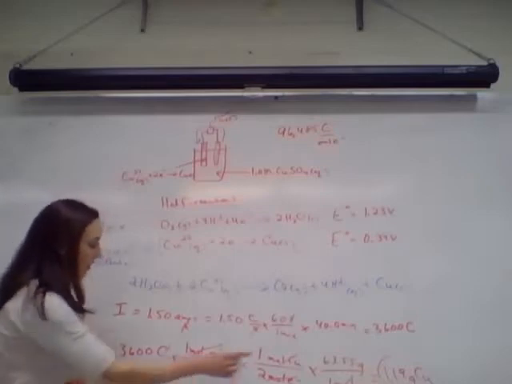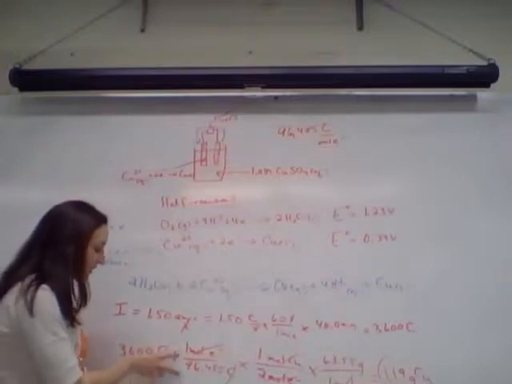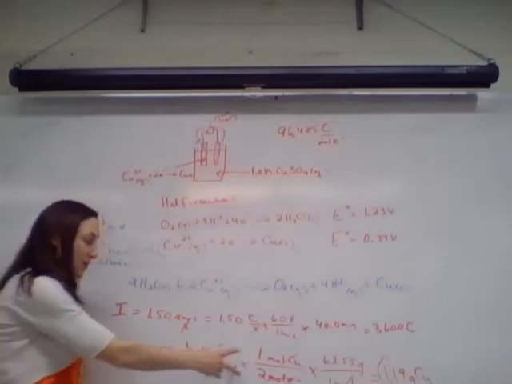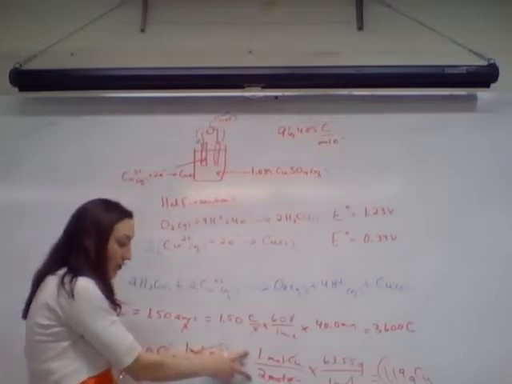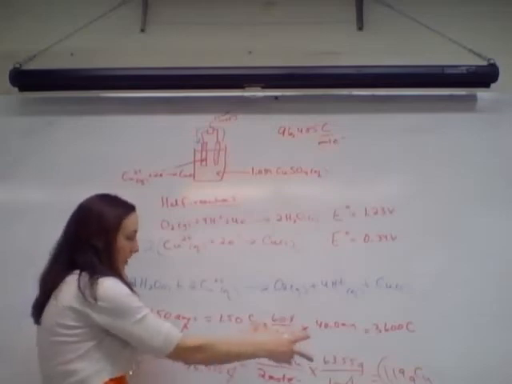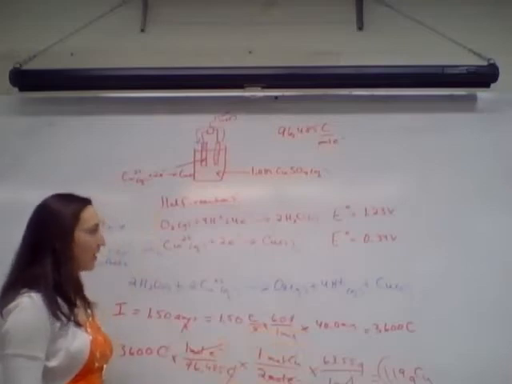So this is the trick. Again, relating how much charge got passed through, I know the relationship between charge and number of electrons using Faraday's constant. I can relate from the balanced equation the moles of electrons to the moles of copper that got deposited. And then I know the relationship between moles and mass for that particular type of atom. And there you go.